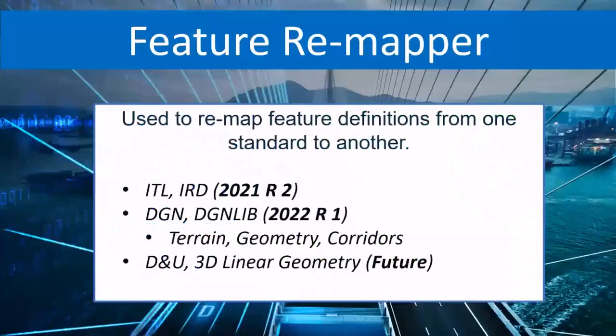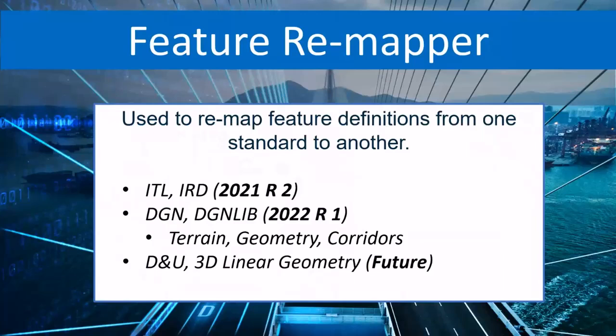Now, before we get into those 3 types of projects, I want to talk about a new tool that we introduced in 2021 R2 that we're going to use a lot, especially when we're migrating data. We're going to use it in that first project, which is non-OpenRoads. We use it in the second one, and we'll even use it sometimes in Connect if the occasion arises. Feature Remapper, at its basis, is used to remap feature definitions from one standard to another.